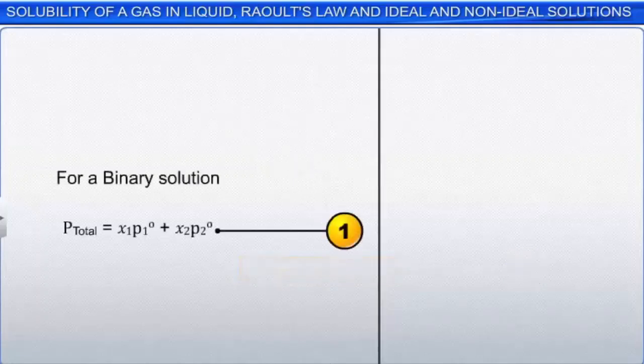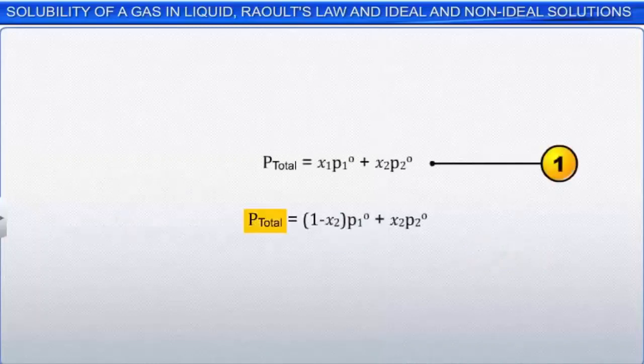Further, you know that for a binary solution, the sum of mole fractions x1 and x2 is equal to 1. Or, we can write x1 equal to 1 minus x2. Now, substituting for x1 in equation 1, we get P total is equal to (1 minus x2) P1 naught plus x2 P2 naught. Let this be equation 2. In the equation thus obtained, we can see that P total is a linear function of mole fraction x2, as P1 naught and P2 naught are constant at a particular temperature.